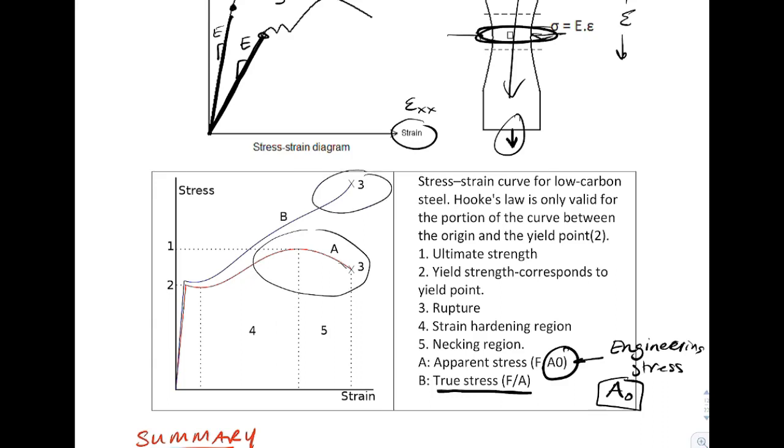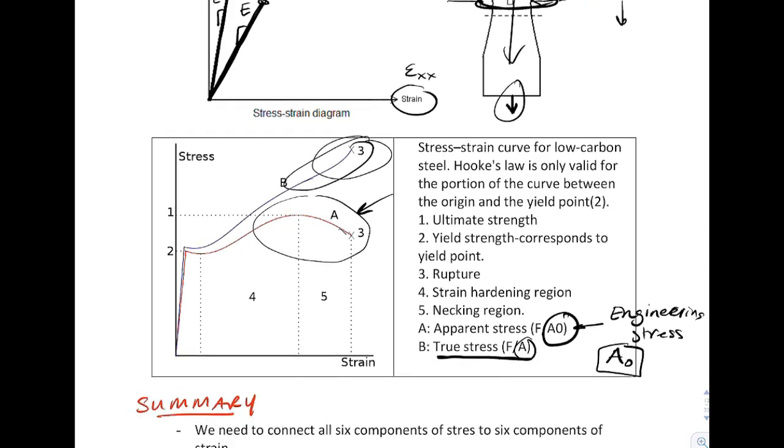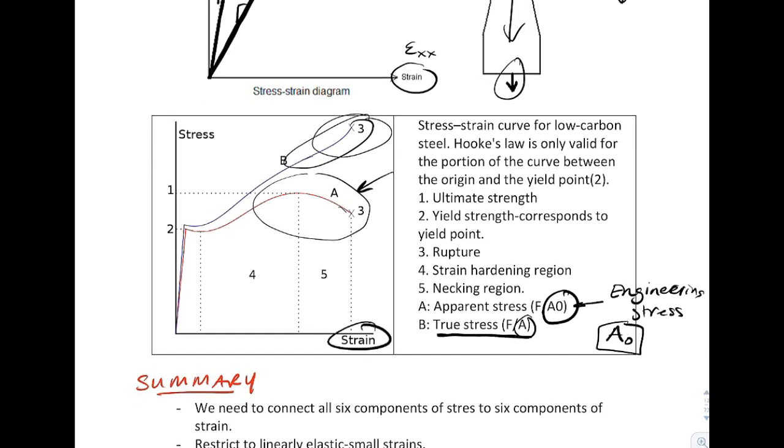If you were to take into account the fact that the cross-sectional area is decreasing, then you would end up with a slightly different stress-strain curve. This is what we use in engineering circles. We would just use the engineering stress. It also comes up in strain, where strain is equal to the change in length divided by the original length.